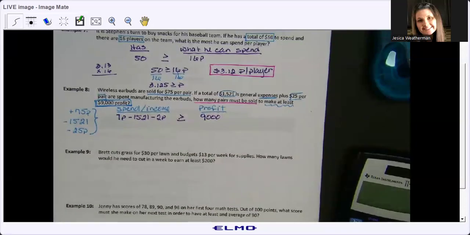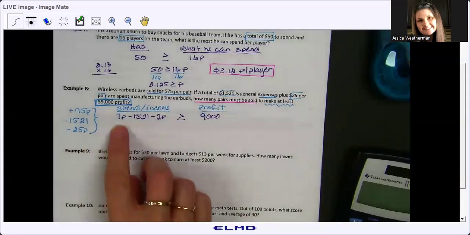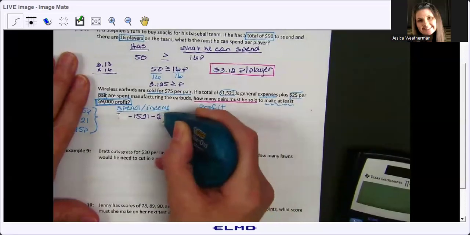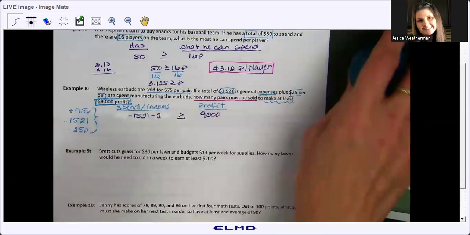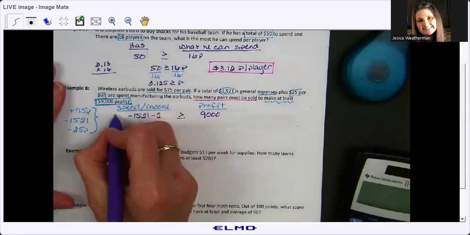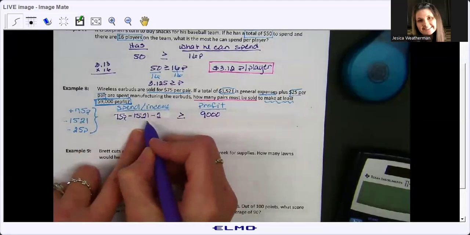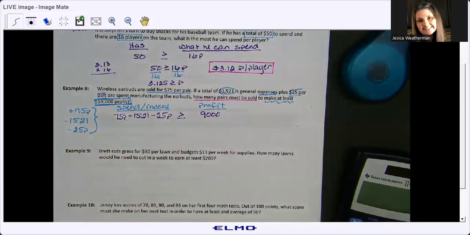Oh, you can't? Okay. There we go. It was the same thing that was up there. Oops, I put two. What happened here? I forgot my fives. I don't know what I'm doing. All right. Hold on. So it's 75p is the income per pair, minus 1,521 expense for maybe supplies, minus the 25 per pair to make each one.